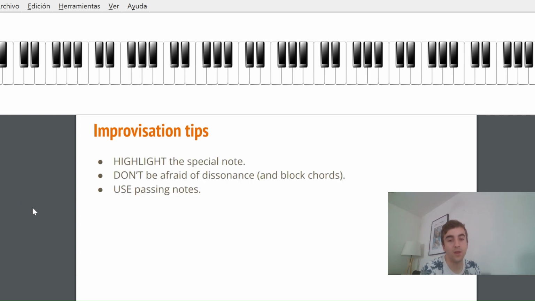So now that we've seen the theory, how would we put this into practice? Here are some very basic tips. You should always highlight the special note. This is the case in every single mode. Not why are you playing in this mode. Don't be afraid of dissonance and of block chords. These are very useful while playing in the Lydian mode. It is difficult to get used to because it's more of an advanced concept, but it will make your improvisation stand out. And last of all, use passing notes. I'm going to show you an example of this.